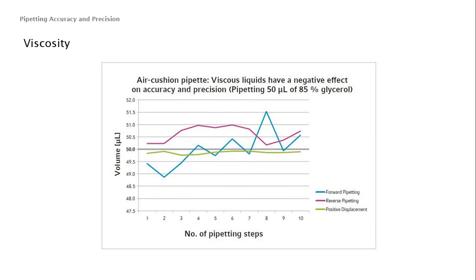Now we go to the property of viscosity. It is indeed possible to process challenging liquids in a more precise manner using air cushion pipettes simply by observing a few tricks. The challenge with viscous liquids such as glycerol is that, due to their decreased ability to flow, these liquids are difficult to aspirate, and it is not immediately obvious when exactly the correct amount of liquid has been aspirated.